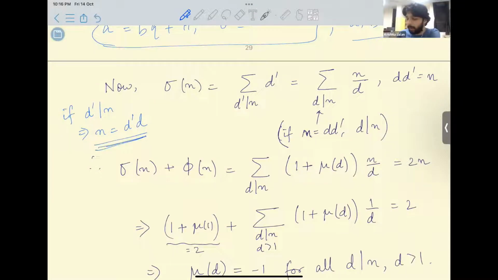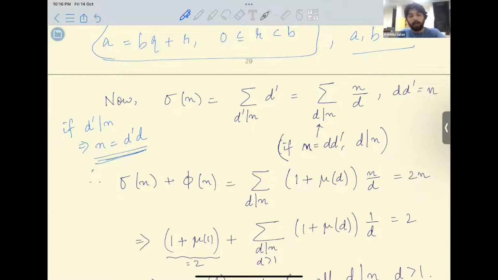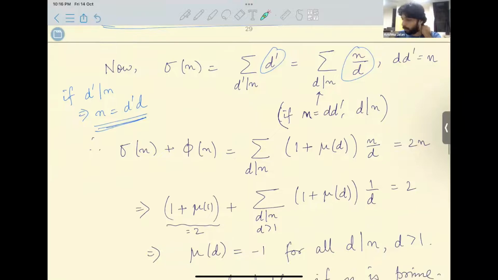Since d prime is dividing n, the remainder is 0, and I'm calling q as d. So I could write d prime as n by d. Also notice that the initial sum was over d prime, but I've written it as a sum over d. But that is always true, because if d prime divides n, so does d, right? d divides n with quotient d prime. So these two are equivalent.